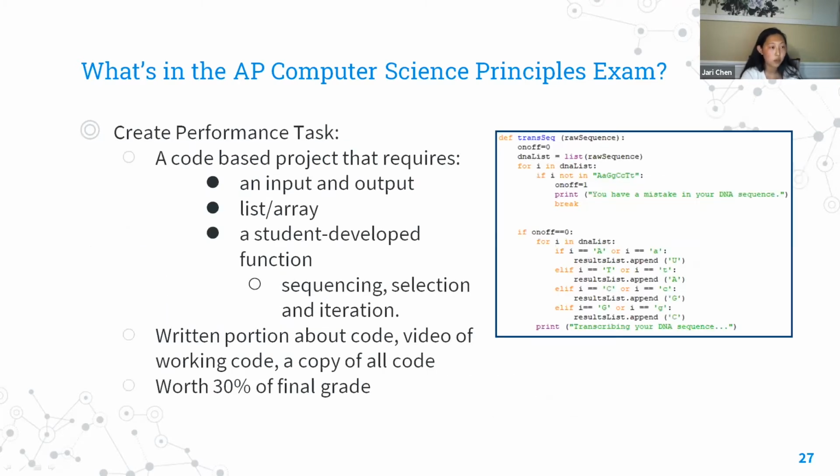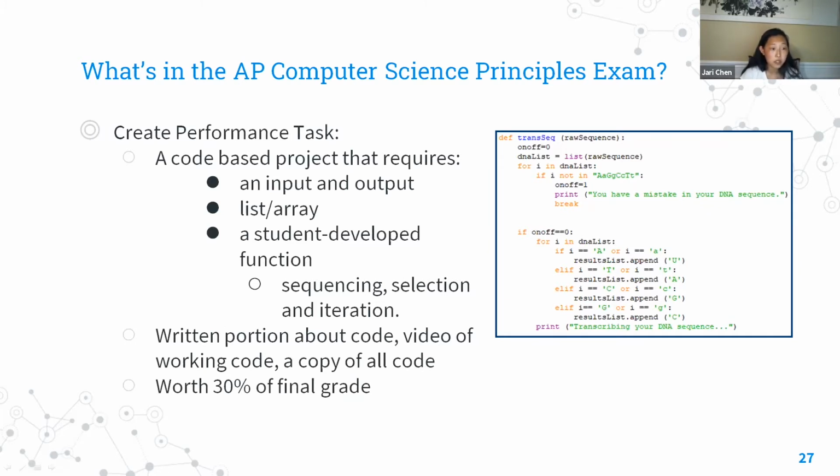Anyways, moving on, we're going to the create performance task. Like I said, this is a project for CSP, Computer Science Principles. This is a code-based project. It has a couple requirements that you have to meet: you have to have an input and output, you have to have a list or an array, and you have to have a student developed function that also includes sequencing, selection, and iteration.